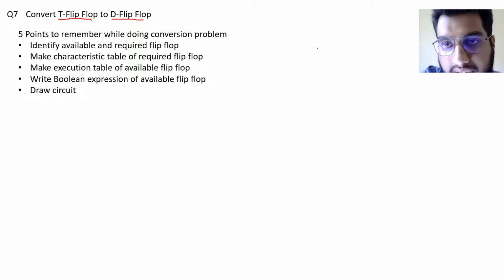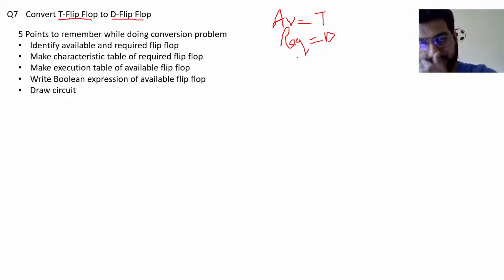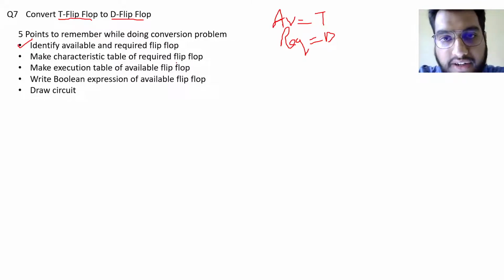So just a mark here. Our available flip flop is the T flip flop, and the required flip flop, which we need to convert it to, is the D flip flop. Then this is point 1 done. Now we have to make the characteristic table of the required flip flop. So the required will be D.